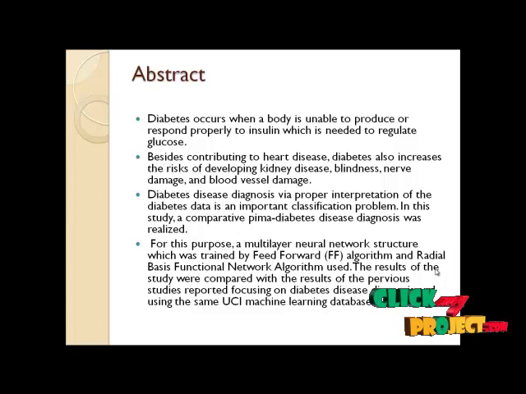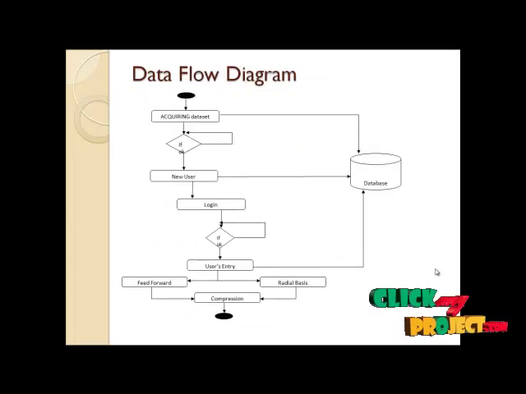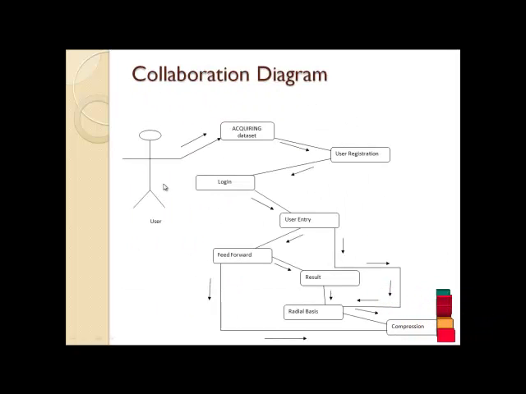The normal position means they are at a good level of diabetes. They are not affected with diabetes. If they are weak, it can be found by the chart. The chart shows whether the patient is lacking in which area. Let's see the flow of the project. This is the collaboration diagram.